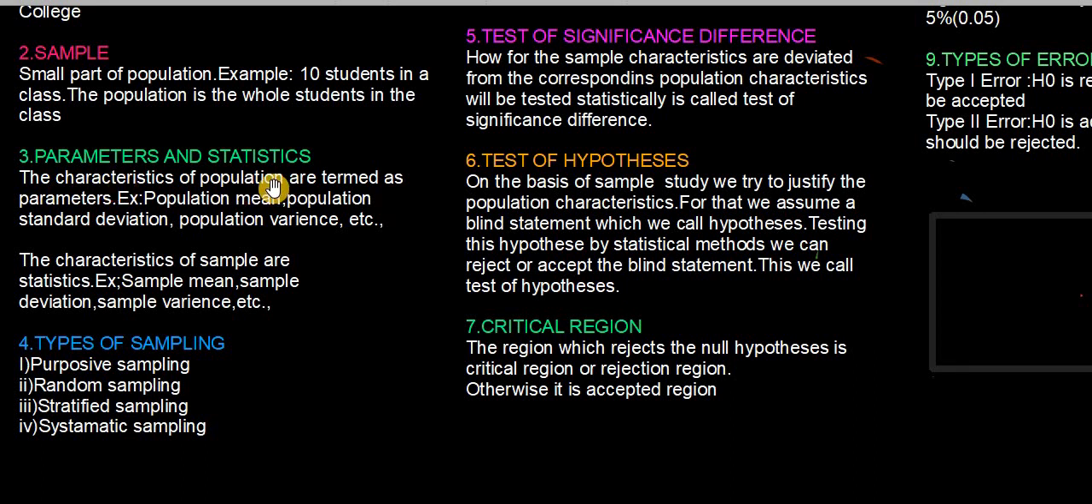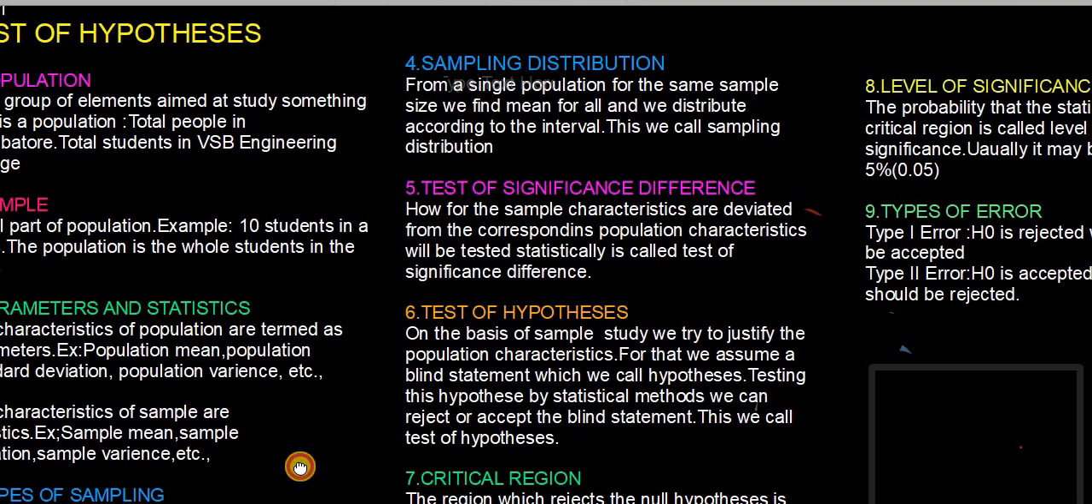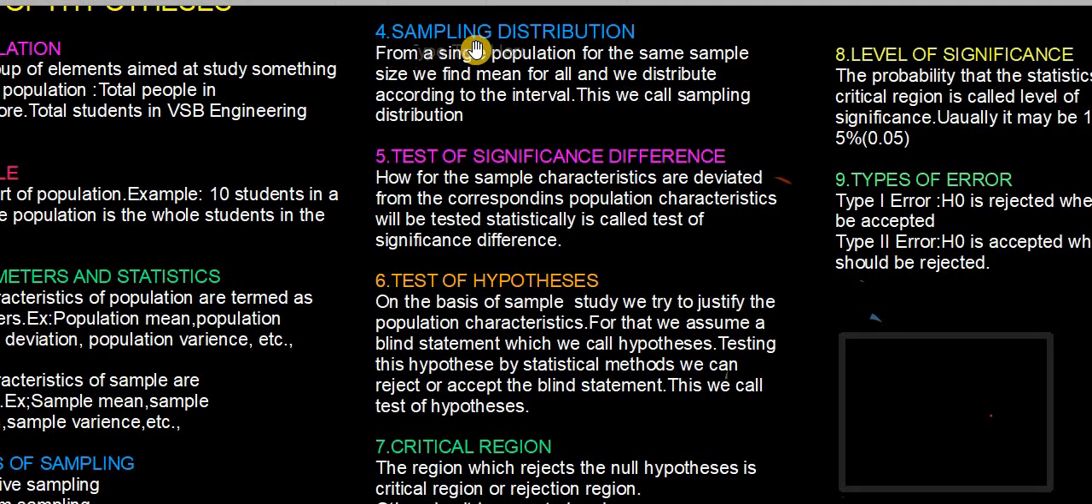Next one is parameters and statistics. The characteristics of the population is called parameters, and the characteristics of the sample is called statistics. And types of sampling: purposive sampling, purposefully we are selecting the item; random sampling, the sampling which chosen each and other item such that the probabilities are equal; stratified random sampling, we are dividing the total population to group and we are selecting the samples; systematic sampling, some systems we are applying; and next one, sampling distribution, that means from the same population we are taking so many samples and for them we are finding out the mean. The mean may not be equal although the sample size is equal, so we are distributing the mean according to the interval it comes. This is called sampling distribution.